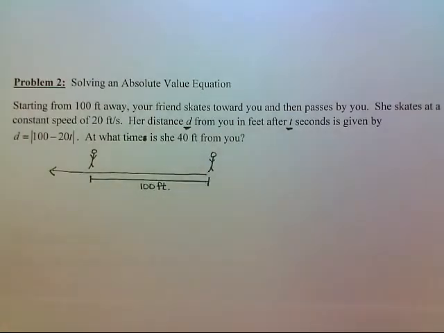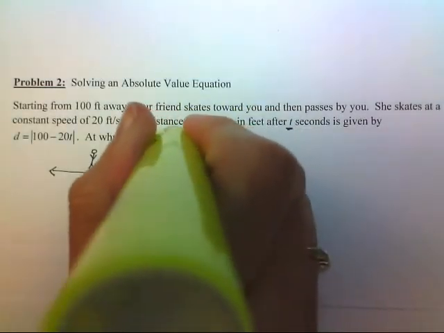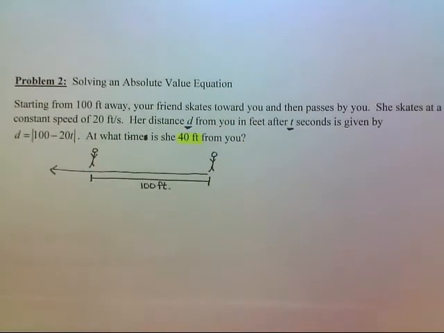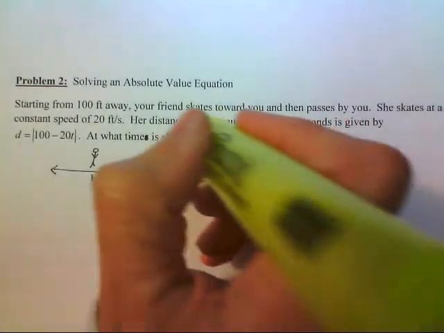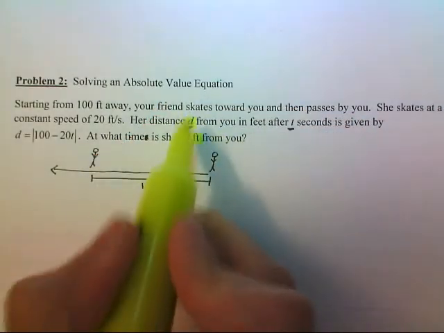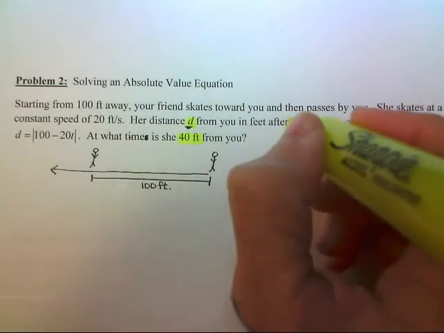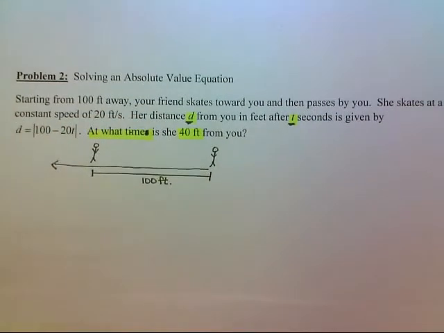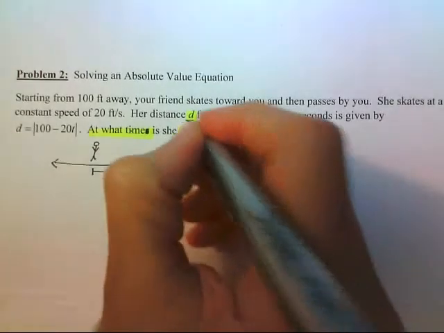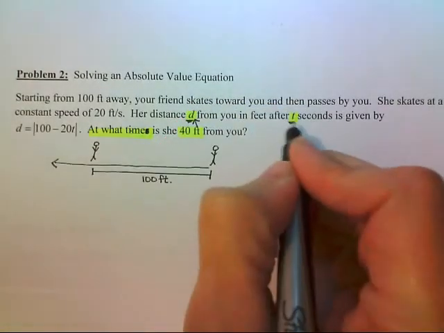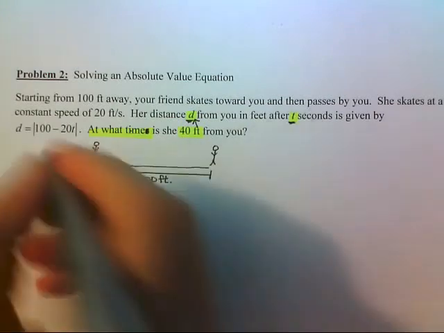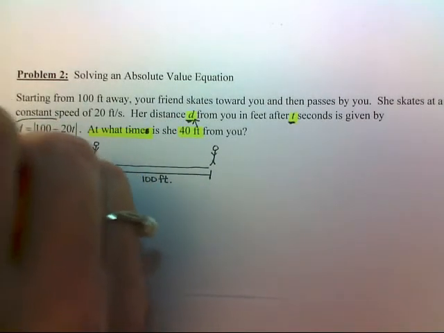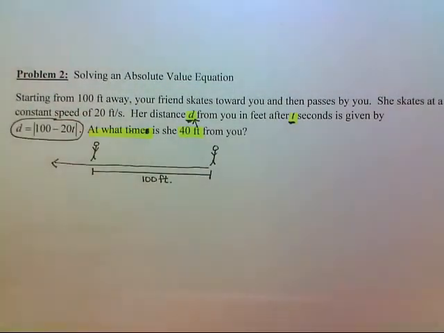Okay, so what this tells me is that our distance is 40. Remember, D stands for distance. Our T is the question. At what time? We know the distance, we know the D. What we don't know is T. Well, I'm going to circle it, we have our equation, so let's fill it in.